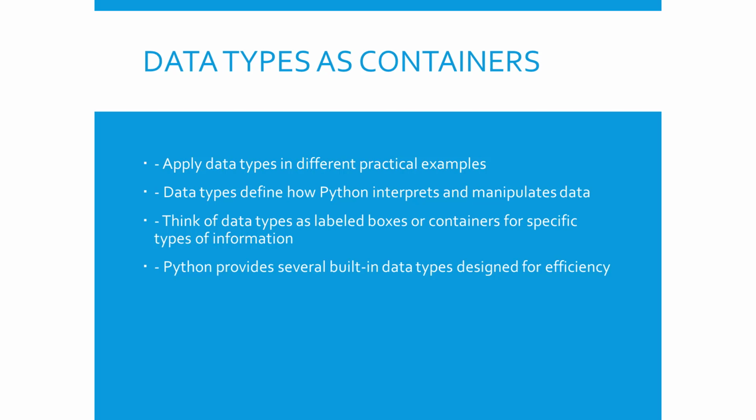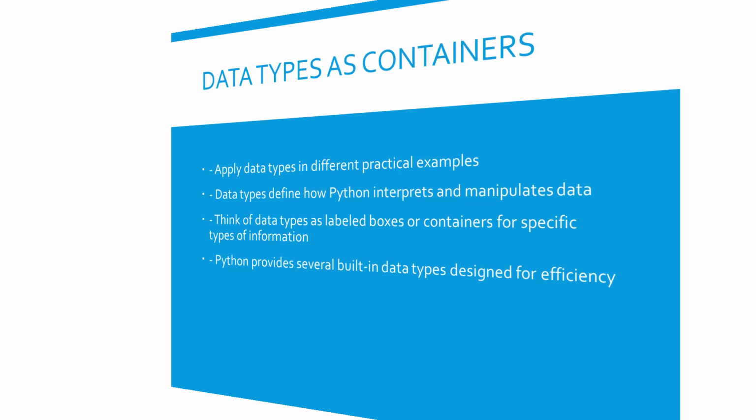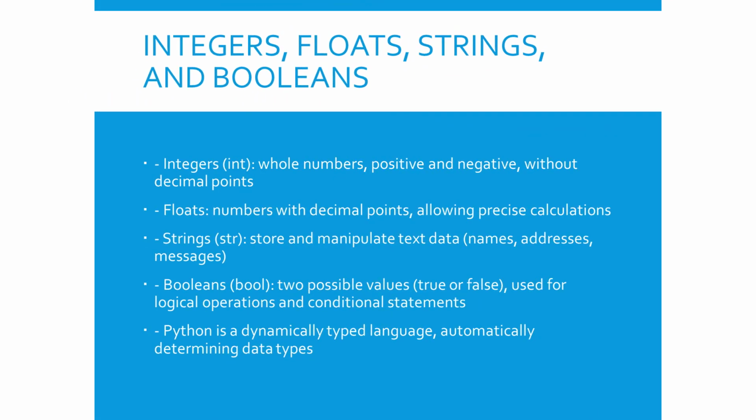So data types are essential in Python because they define how the language interprets and manipulates different kinds of data. Think of data types as labeled boxes or containers that store specific types of information. Python provides several built-in data types, such as integers and floats, each designed to handle particular kinds of data efficiently.